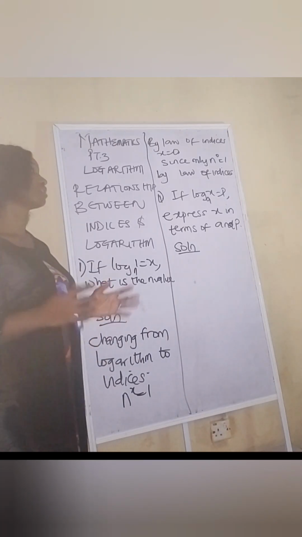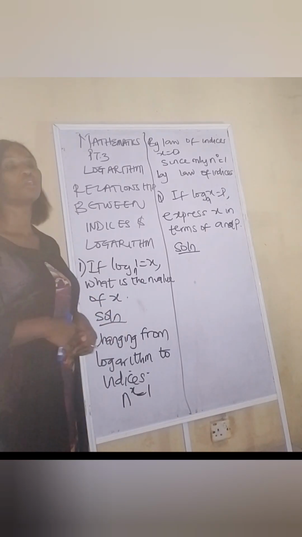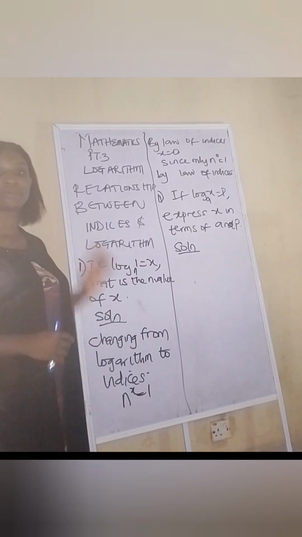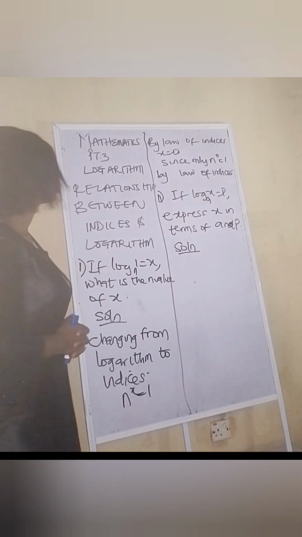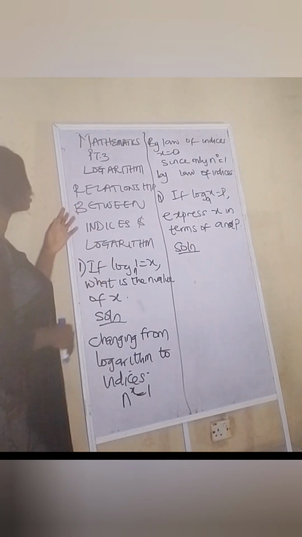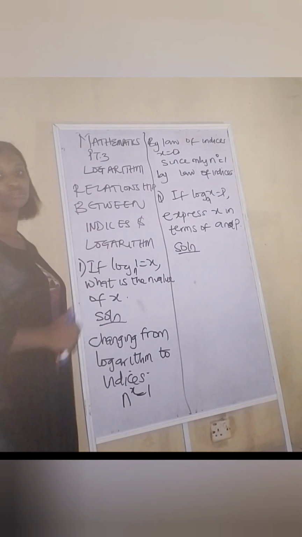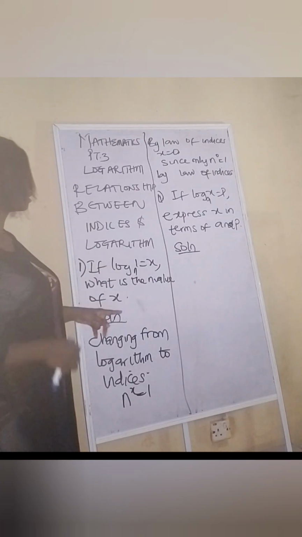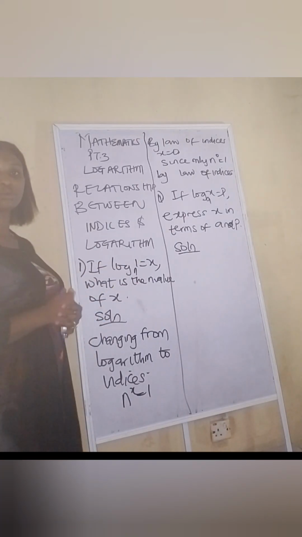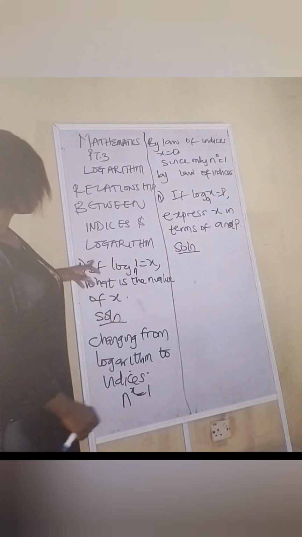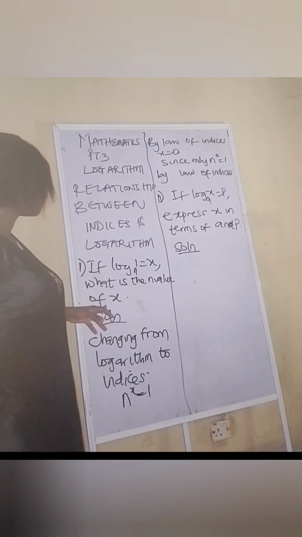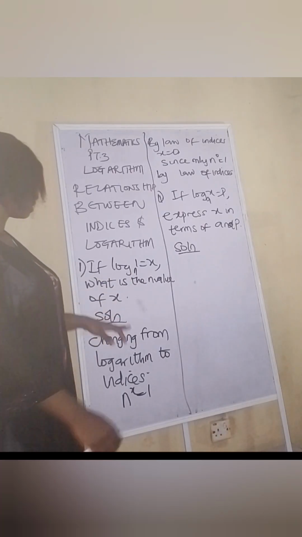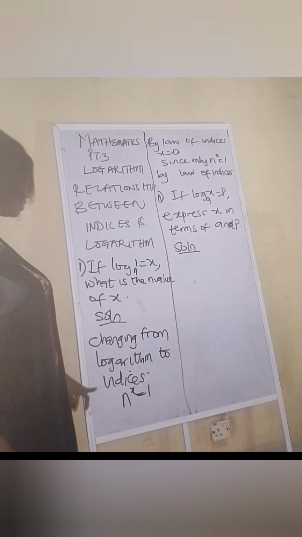Alright, I'm sure some of you have watched parts 1 and 2 of logarithm. So now this is part 3 of logarithm. The subtopic before us is the relationship between indices and logarithm. It says, if log 1 base n equals x, what is the value of x? Changing from logarithm to indices.